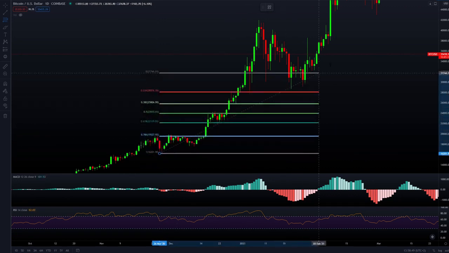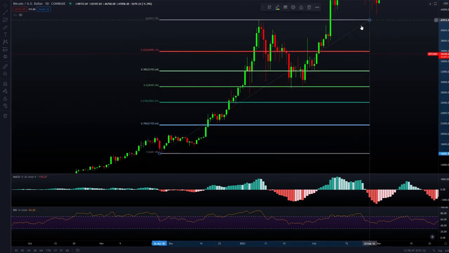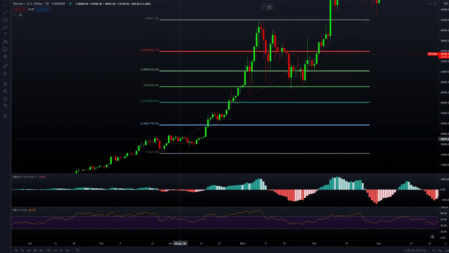Let's use our Fibonacci right here. And for now, you can actually ignore why we use it from this point to this point. We will take a look at that later in this video when we cover how to actually use the tool. But for now, let's focus on what these levels mean.